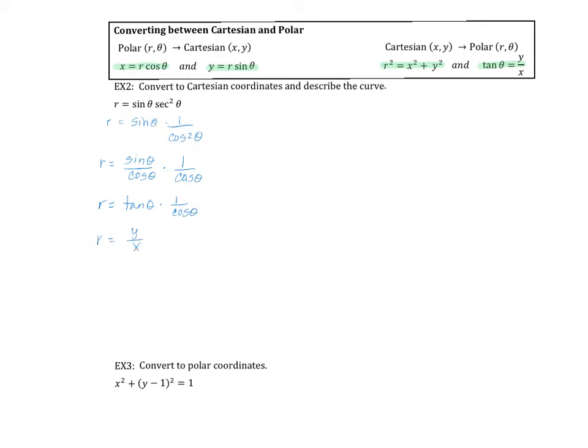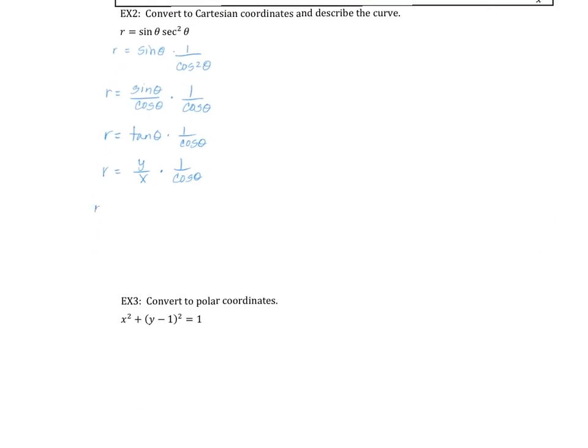Well, I have gotten rid of some of the thetas. Now, if I had an r times cosine of theta, then I could replace that with the x. So at this point, I think I'm just going to multiply both sides of the equation by cosine. And that will give me an r cosine of theta on the left, y over x on the right. All right, so now I can replace the r cosine of theta with an x, which would give me x equal to y over x. And I'm done. This is an equation in Cartesian coordinates.